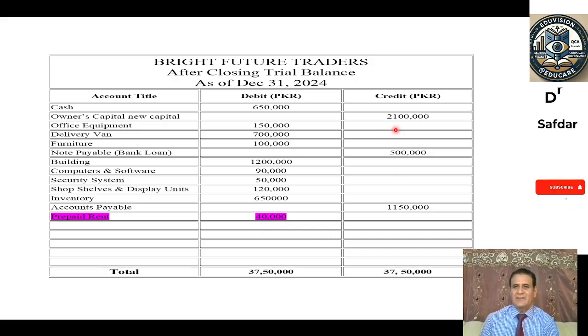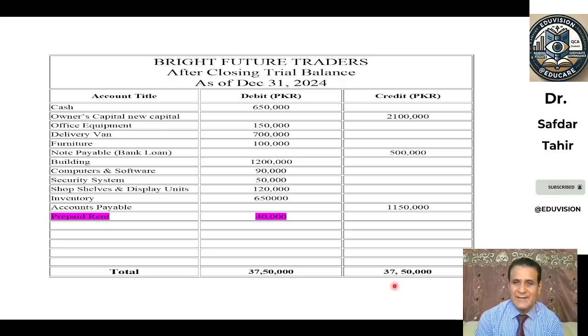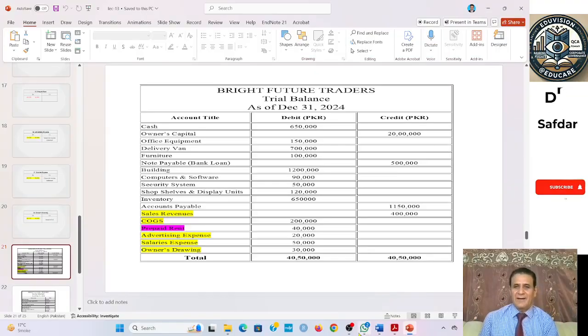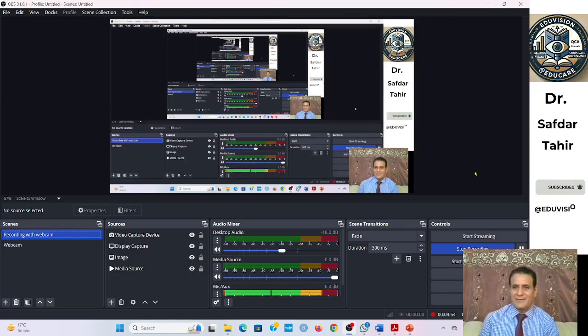Credit balances are 21 lakh, 5 lakh, 11 lakh and 50,000. After the closing trial balance, the total debit is 37 lakh 50,000, equal to the credit of 37 lakh 50,000. In this way, you prepare the after-closing trial balance.